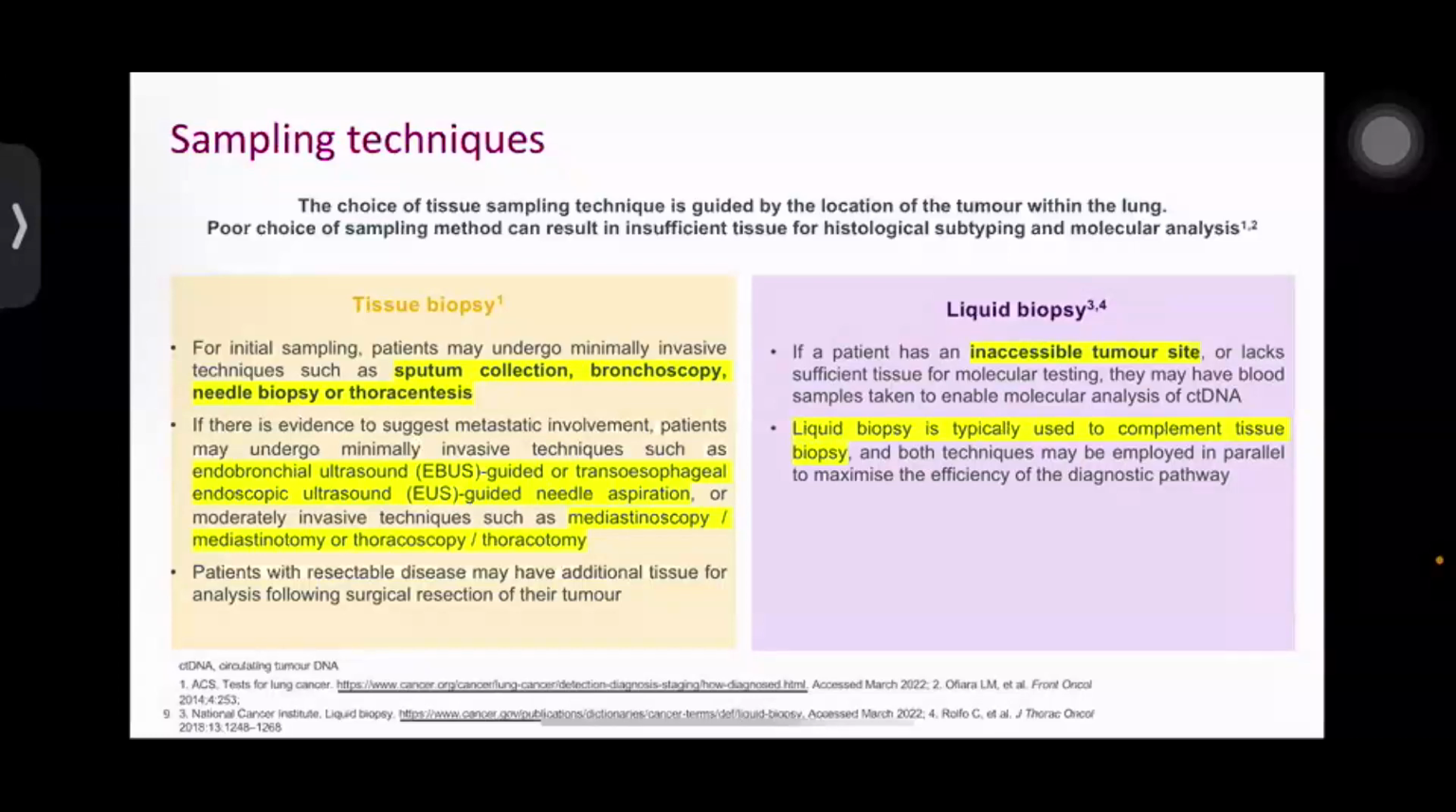But in case it is not feasible, if it is an inaccessible site or not feasible for a tissue biopsy, or the patient lacks sufficient tissue, then liquid biopsy is typically used to complement tissue biopsy, and both techniques may be employed in parallel to maximize the efficacy of the diagnostic pathway.